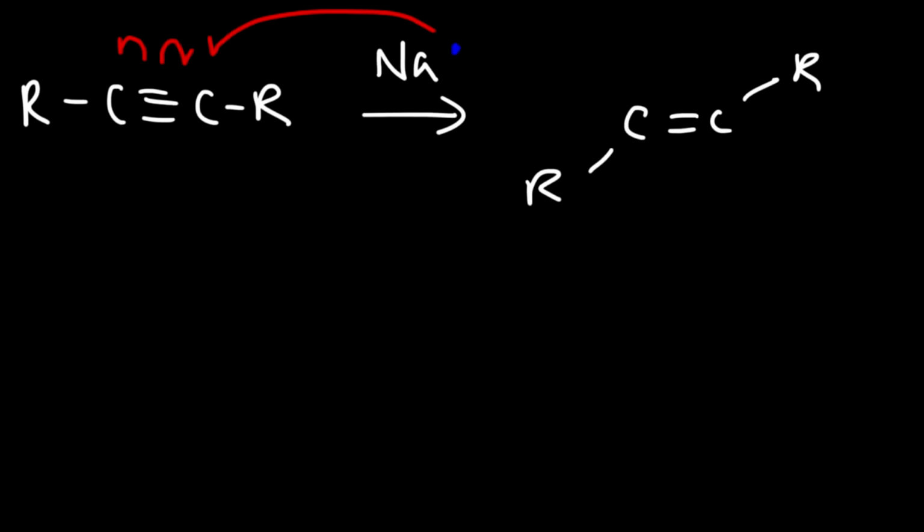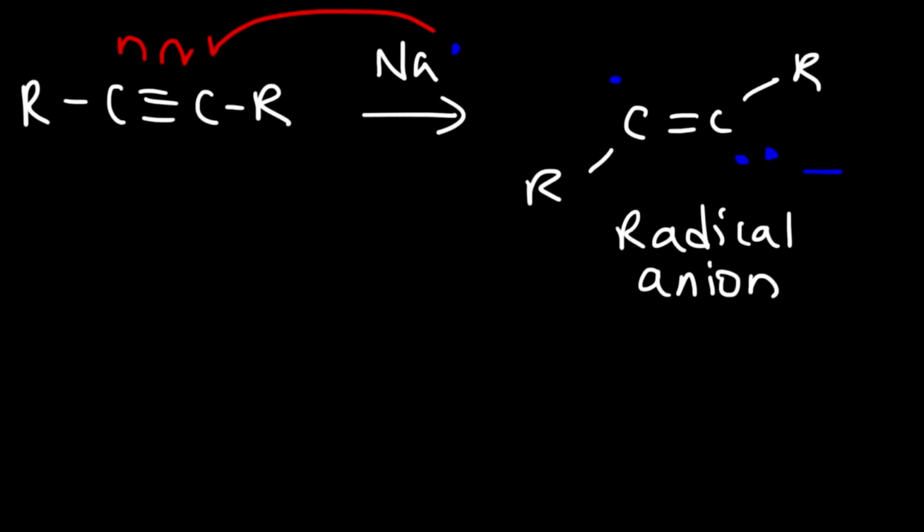And on one of these carbons, we're going to have 2 electrons, or a lone pair, and on the other one, just 1 electron. So what do you think this is called? This is called a radical anion. Here we have a radical, and here is the anion, which is basically a carbon with a negative charge. So collectively, it's a radical anion.